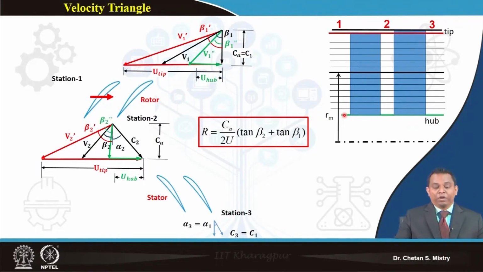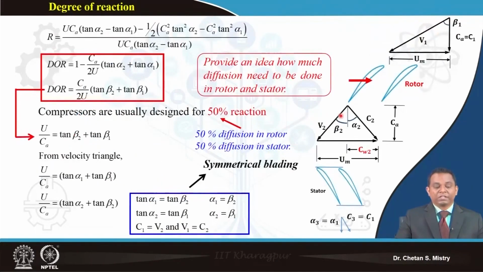Okay. Now let's move to the next. If I write my degree of reaction in this formula, it is 1 minus Ca by 2u (tan alpha 2 plus tan alpha 1), and this is in terms of beta 1 plus beta 2. Now let me assume my degree of reaction to be 50%. When my degree of reaction is 50%, I can write this degree of reaction as 0.5.